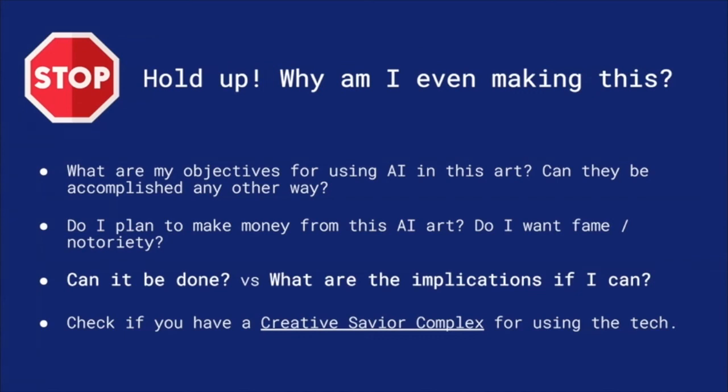And this brings us to the question of the can it be done mindset versus what are the implications if I can. I think a lot of problematic work in the past came as a result of the can it be done attitude of thinking, this is an interesting problem, I wonder what happens if I'm able to do this, rather than thinking, what are the implications if I actually can do it? Who will this affect? There is also a really great piece called The Creative Savior Complex, which can really help you think critically about the intentions and motivations for why you're making the art that you're making.